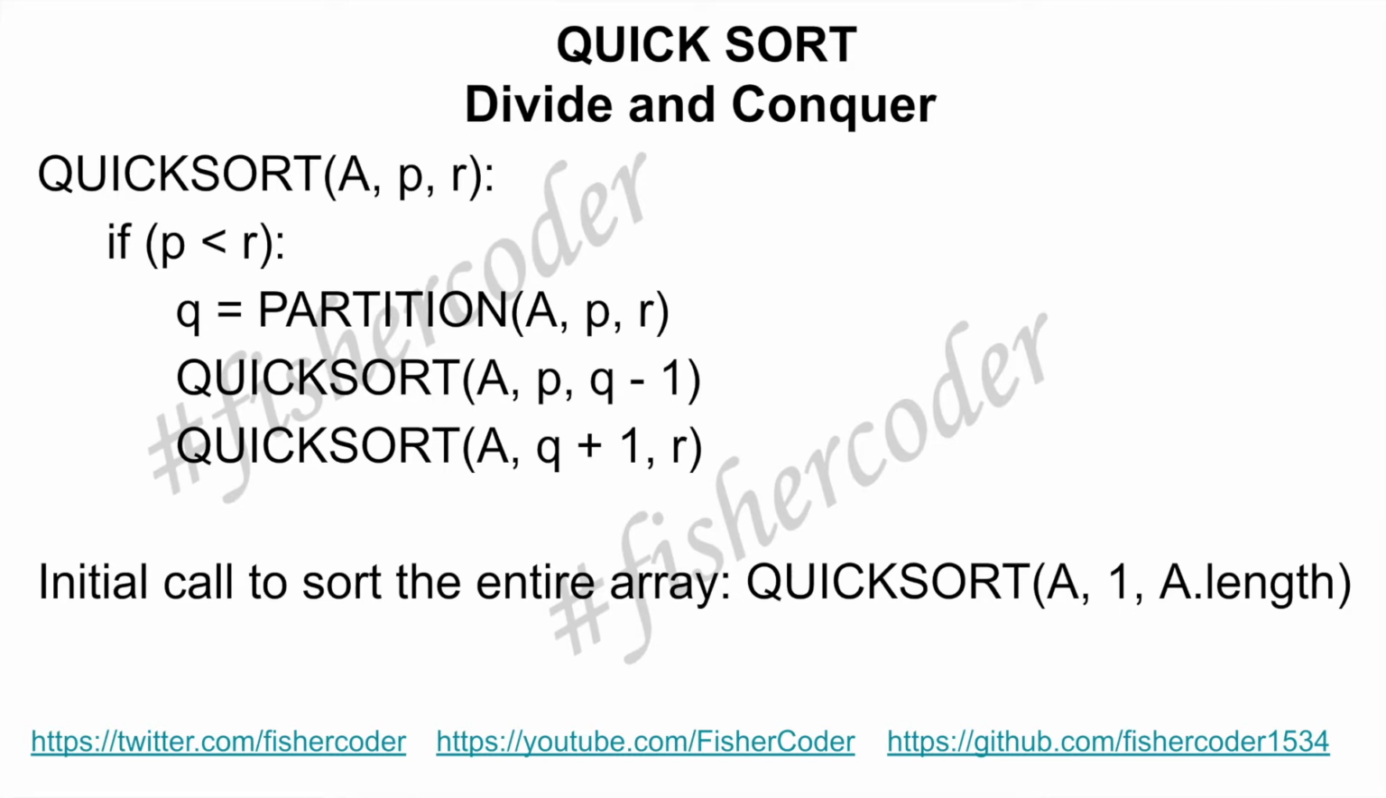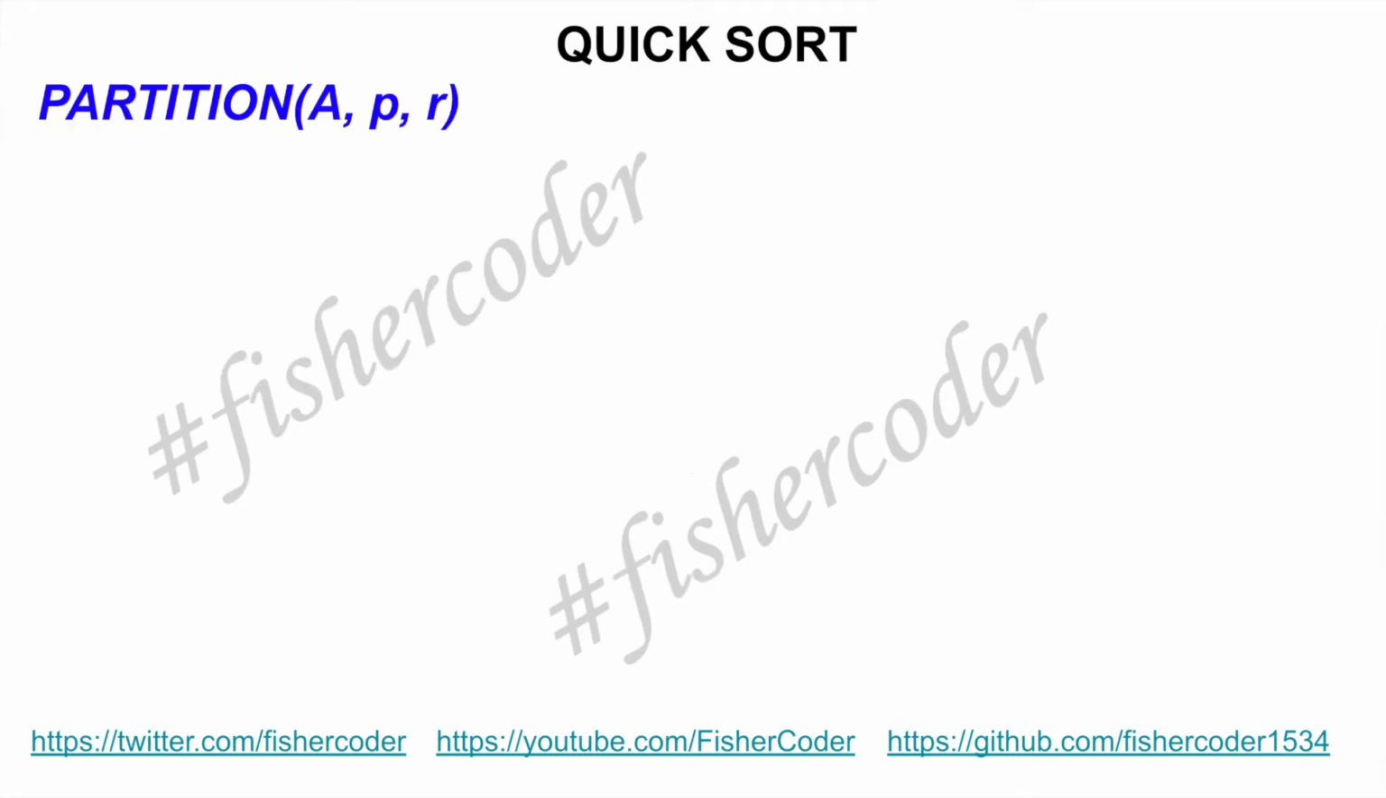The key to this algorithm is the partition procedure, as I just said, which rearranges the subarray from P to R in place. Now let's take a look at its pseudocode and its logic. Partition A from P to R. Instead of naming it P and R, let's name it start and end to make it more descriptive and meaningful.